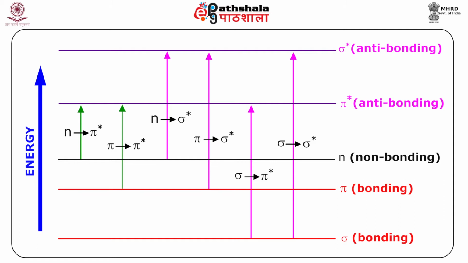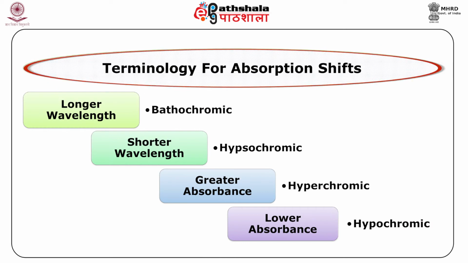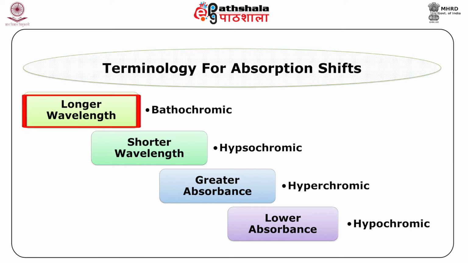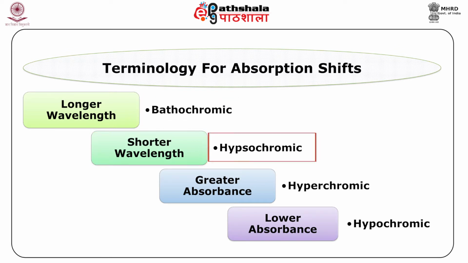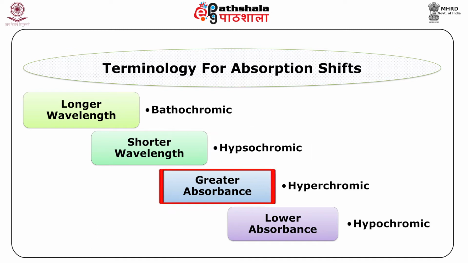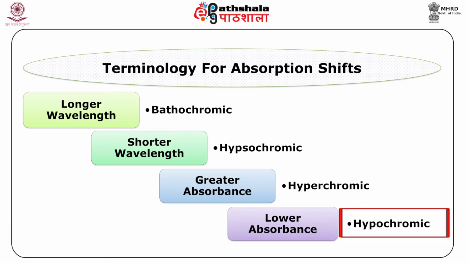By chance, conjugation usually shifts the absorption maxima to longer wavelengths. The various terms for absorption shifts are: to longer wavelength, the descriptive term used is bathochromic. To shorter wavelength, the term used is hypsochromic. To greater absorbance, hyperchromic is the term. To lower absorbance, the descriptive term is hypochromic.